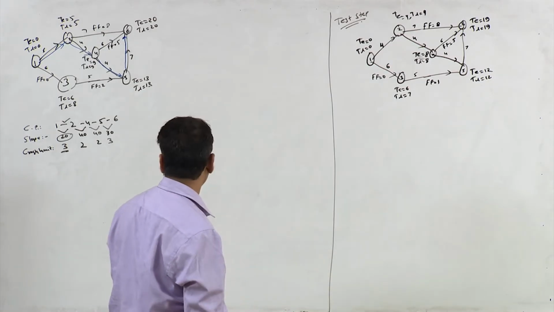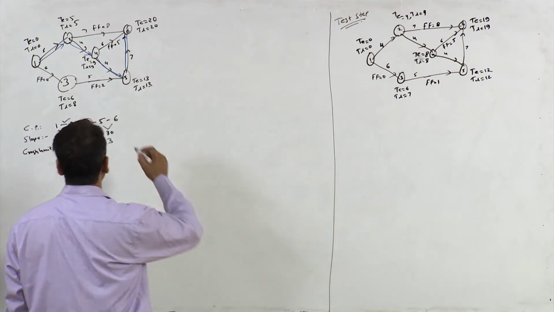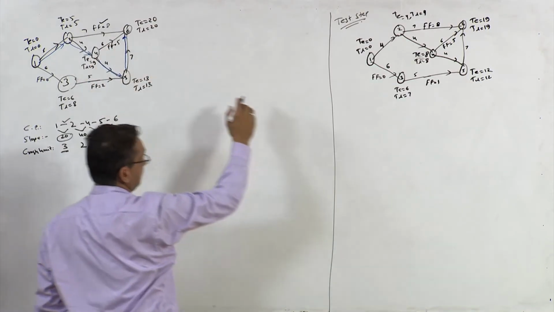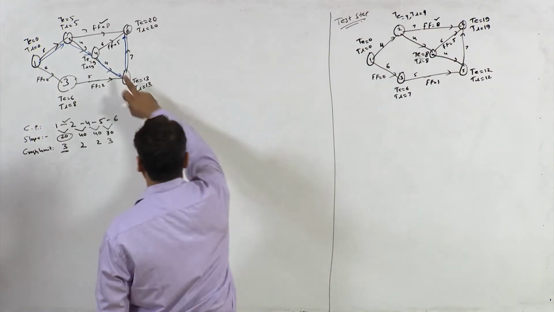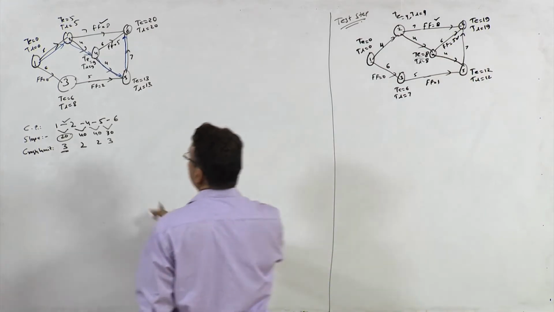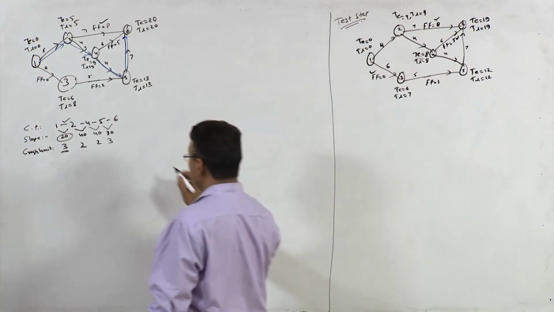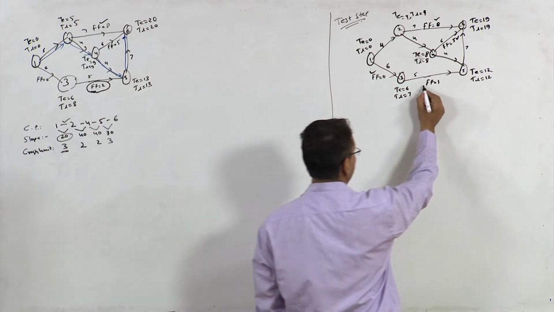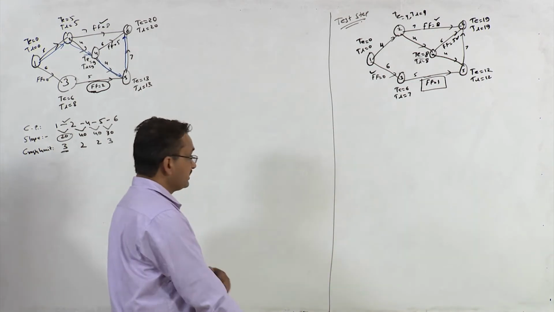So what has happened to the free float of non-critical activities? If you check carefully, this was 8 in this network and this is also 8. So there is no change in this free float. Free float was 5 here, free float is 5 here also, free float 0 here, free float is 0 here, but free float which was 2 here now reduced to 1. So this is the change in free float.